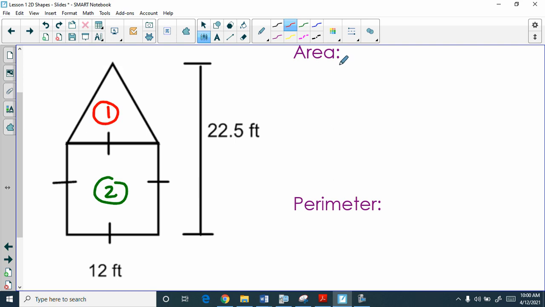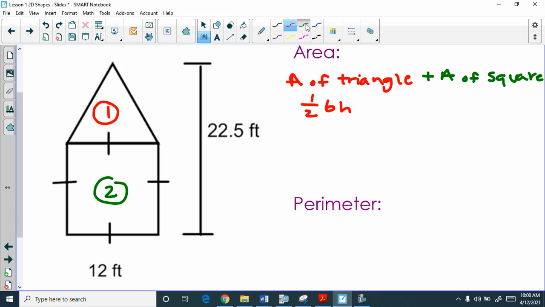So to find the area, I'm going to add the triangle. So area of triangle plus the area of the square. Okay, so the area of a triangle's formula is 1/2 base times height. Again, just look at your formula sheet to find that. And the area of the square is the side squared. So the side here is 12. So I'm going to list that out so I have my pieces. I know the side is 12.